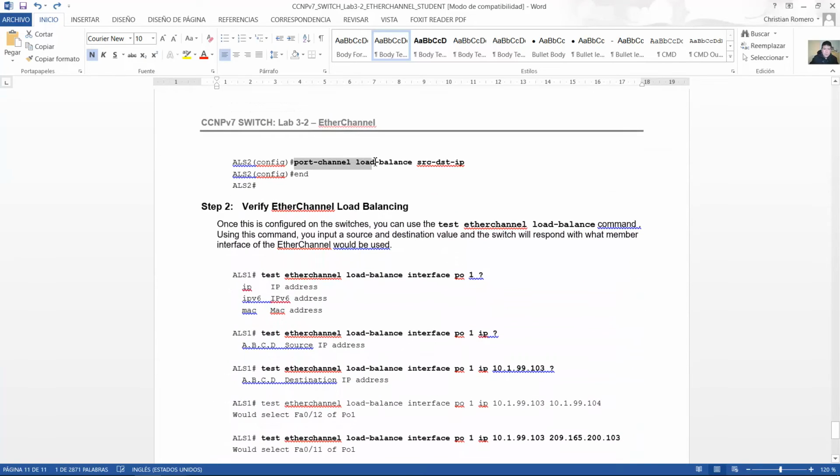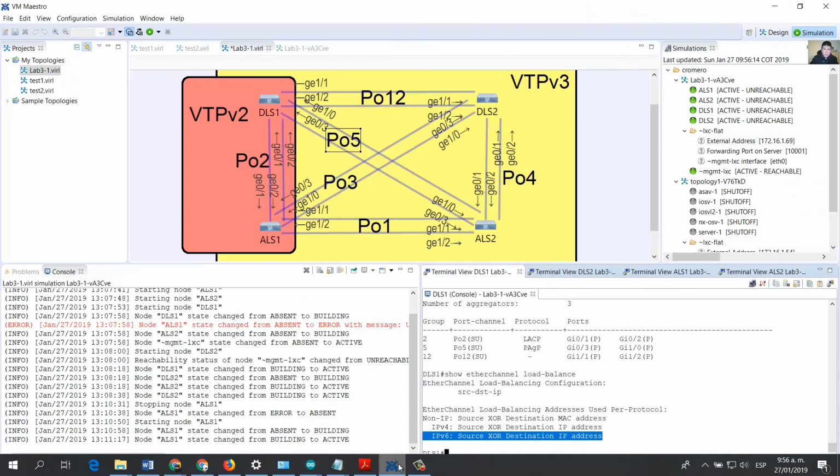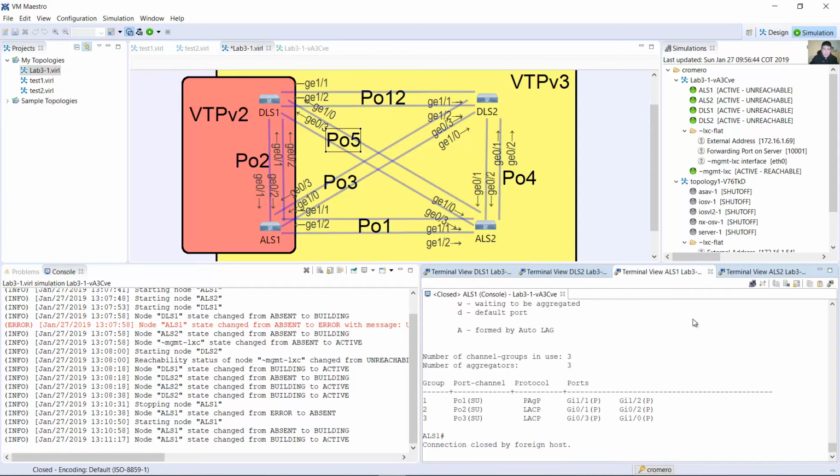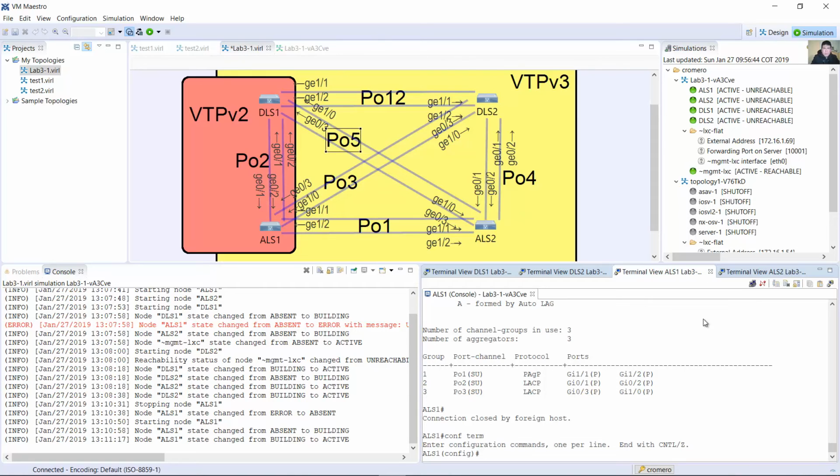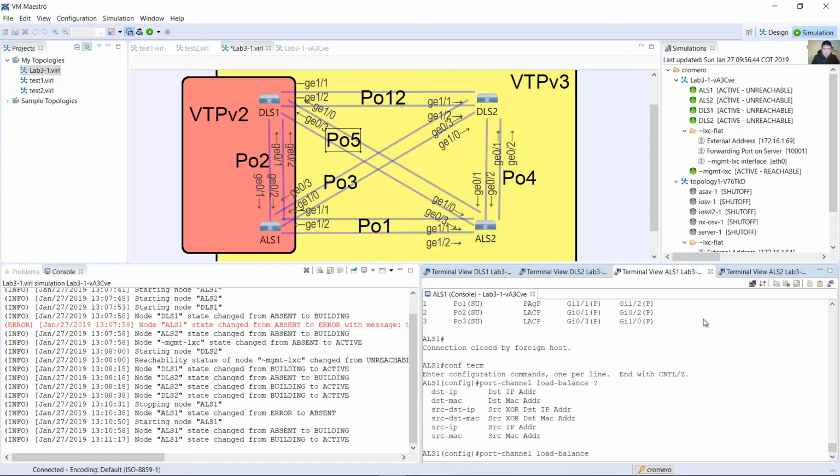Okay, and use this command, port-channel load-balance, and the option. Okay, ALS1, for example, configure terminal, port-channel load-balance, question mark, and you have all these options. You can change to source-destination MAC or source-destination IP. Okay, I will change to source-destination MAC.